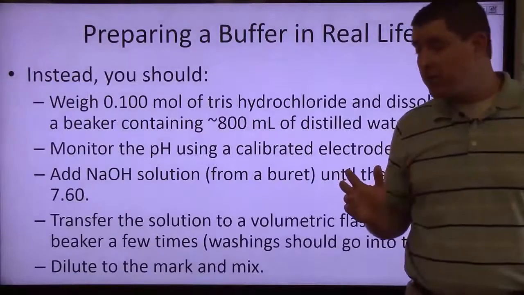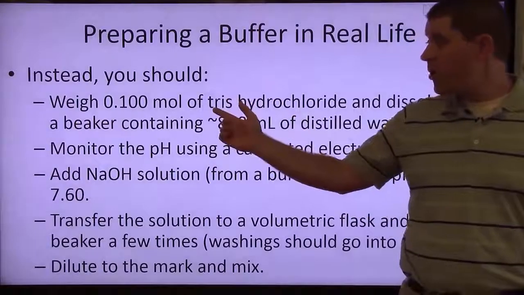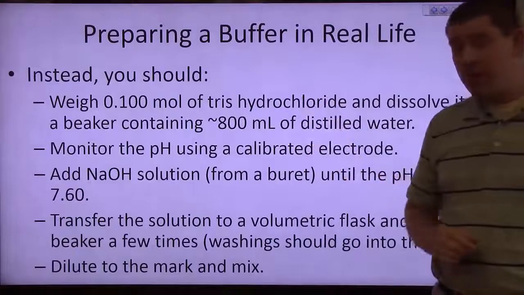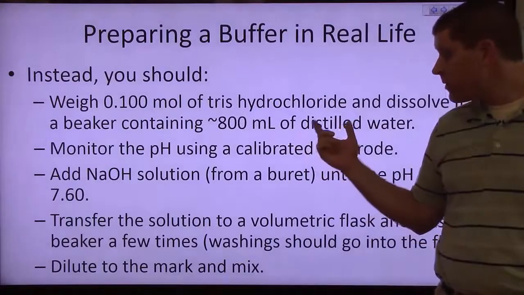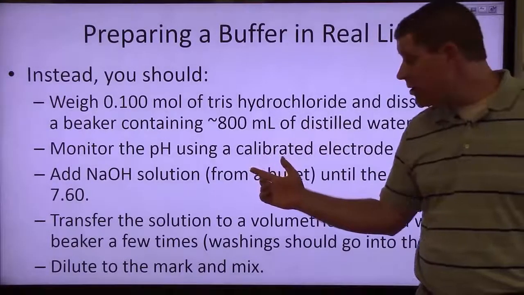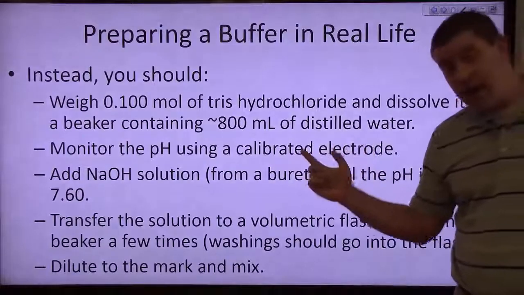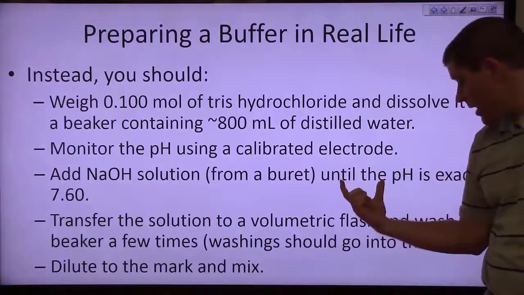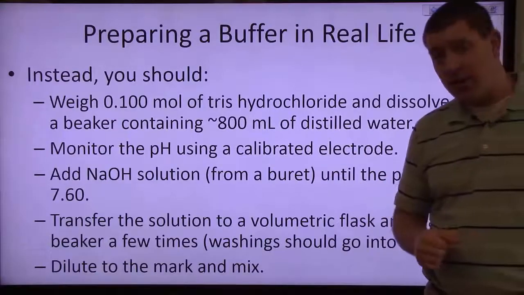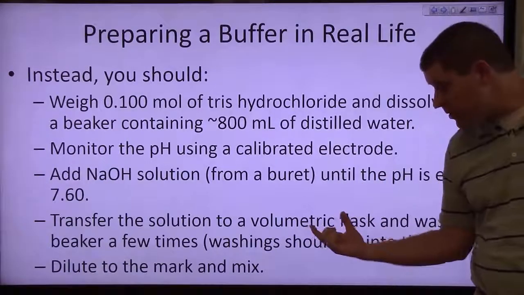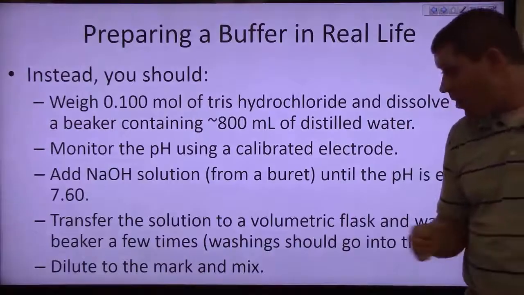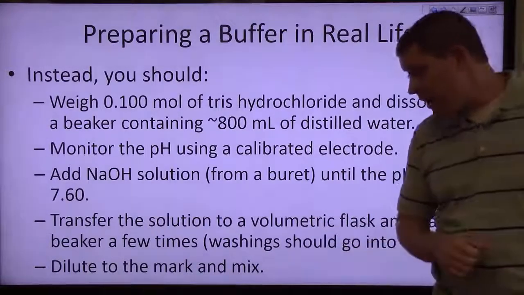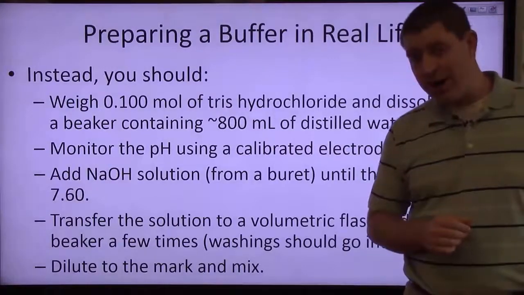So instead, what you should do is weigh out 0.100 moles of tris hydrochloride and dissolve this in a beaker containing around 800 milliliters of distilled water. Then monitor the pH using a calibrated electrode. Then add sodium hydroxide from a burette very slowly until the pH is exactly 7.60. And then transfer the solution to a volumetric flask and wash the beaker a few times. The washings should go into the flask, and then dilute to the mark and mix.